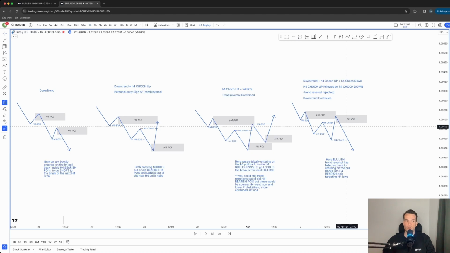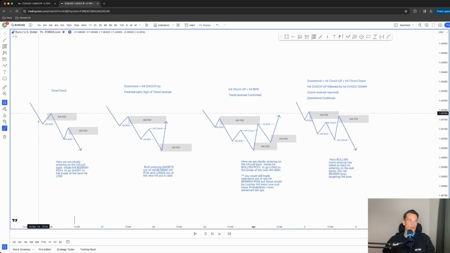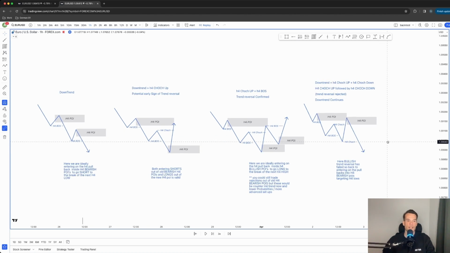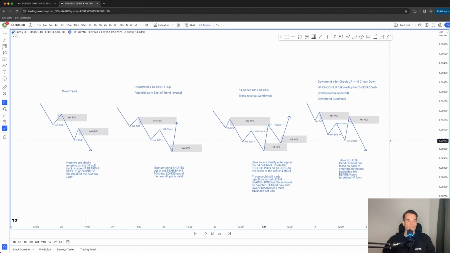In this case, we go back to trading exactly like we would in the first instance, as the downtrend has now continued. Okay, so what we'll do now, if there's any questions about that or confusion, let me know in the comments.